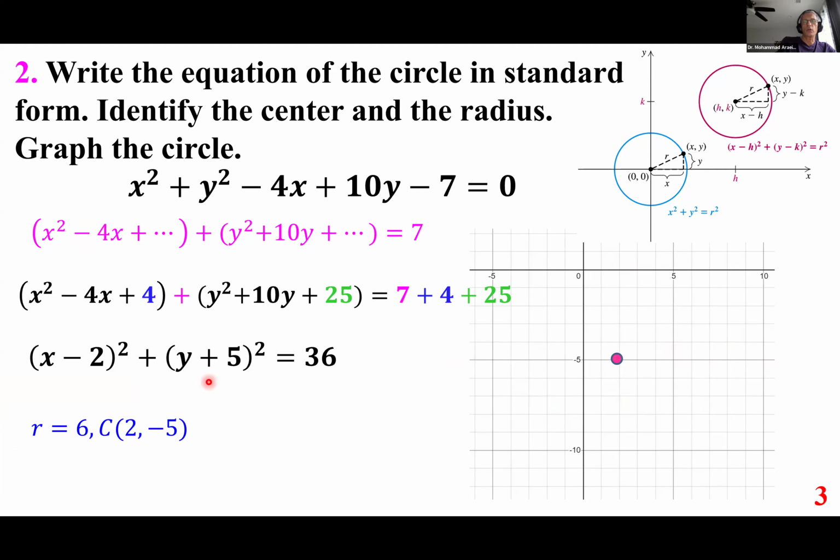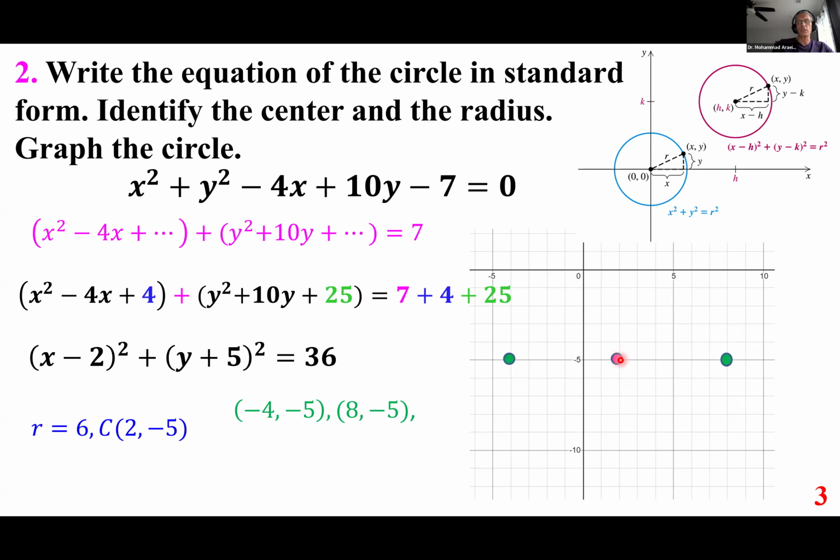So if I want to go from here to the left, that means I'm going to subtract 6 and I get negative 4, negative 5. If I want to go to the right by 6 units, I'm going to add 6 and 2, 8. So I get those.